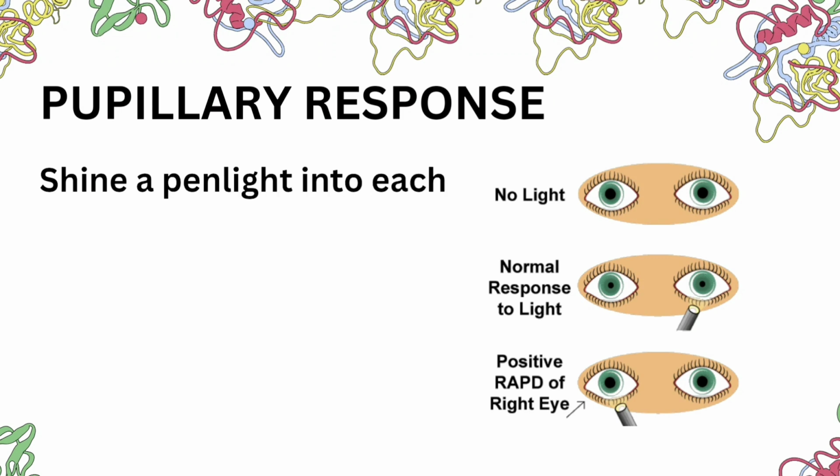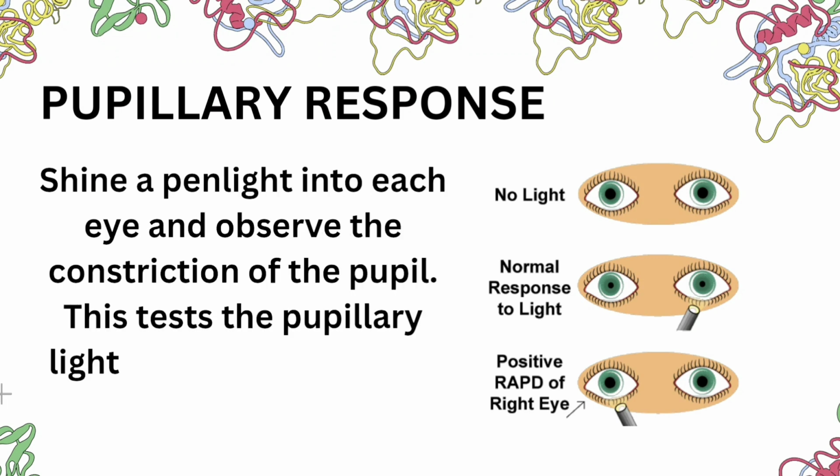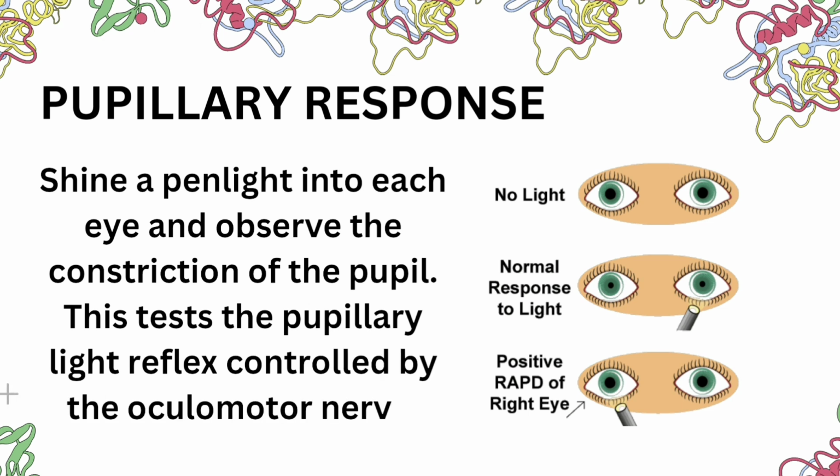Pupillary response. Next, check the pupillary response. Shine a pen light into each eye and observe the constriction of the pupil. This tests the pupillary light reflex controlled by the oculomotor nerve.